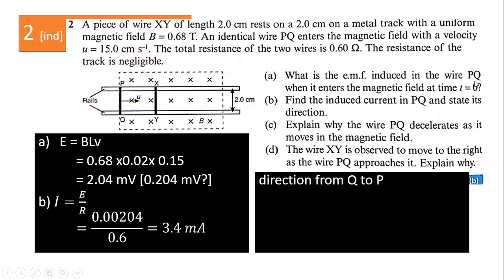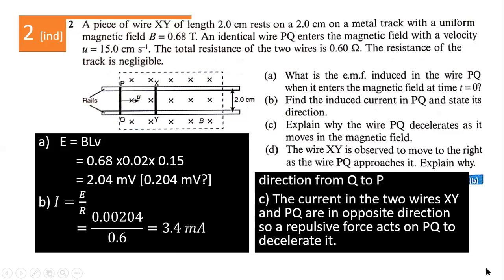You got an induced current in QP. It moved through the rail and it comes down here, XY. So these two currents are opposing each other. If the currents are opposing each other, there's a repulsion. Q and P and X and Y, there's a repulsion. So it's moving to the right, repulsion is to the left. So it will decelerate.